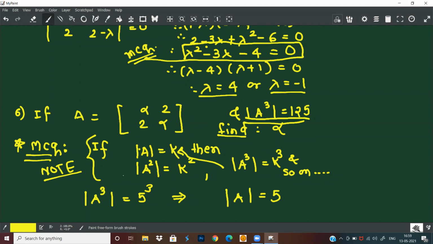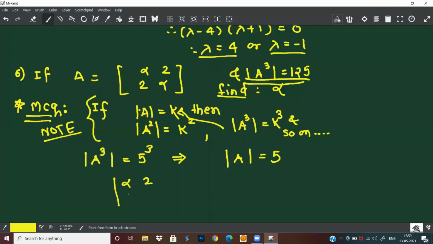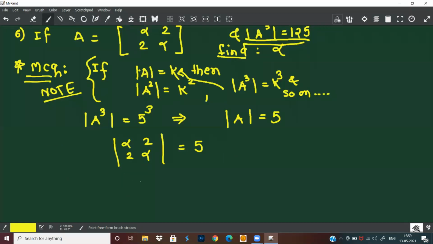Okay. So the determinant alpha 2, 2, alpha is equal to 5. So I get alpha square minus 4 is 5. So alpha square is 9. So alpha will be plus or minus 3. Perfect. Very good. Because the college exam is typically MCQ, so I have to give you something. Give me a hand, let me ask like this, which are typically MCQ questions. Correct.